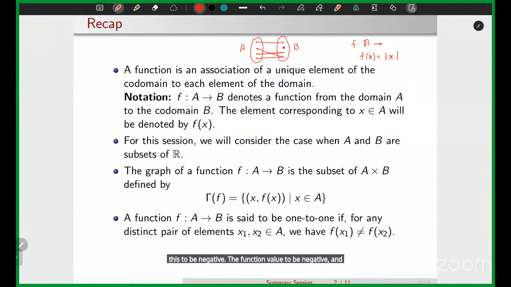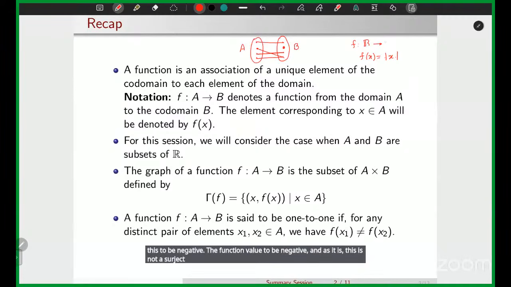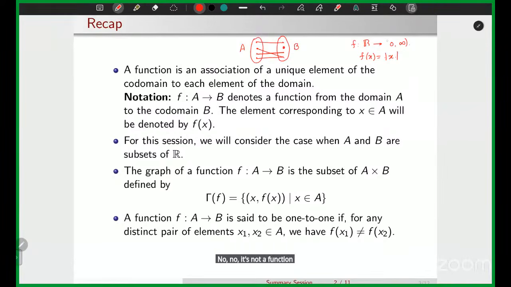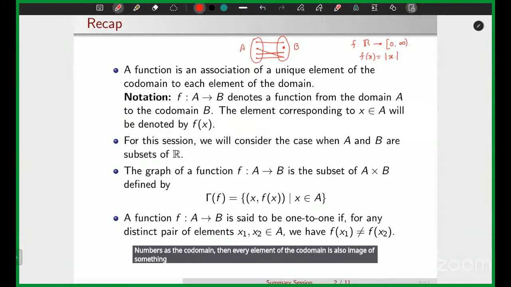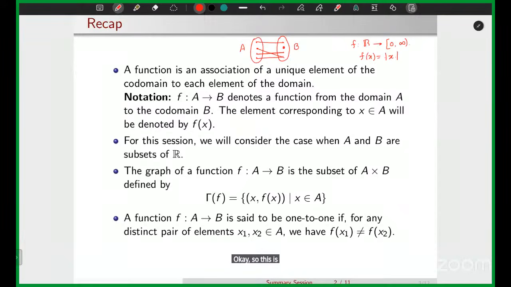And as it is, this is not a surjective function, if you remember, surjective or onto. But if you have something like this, it is okay. Now it's not a function because I want 0 to be included also. So if I have 0 included and I have only the set of non-negative numbers as the codomain, then every element of the codomain is also the image of something. So this goes back to injectivity, surjectivity.